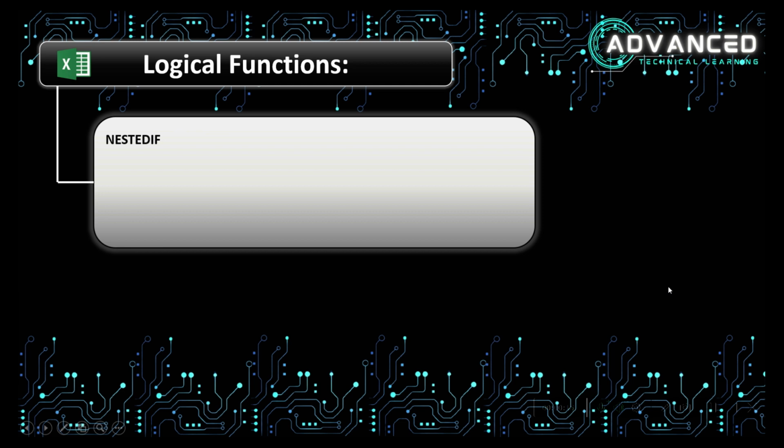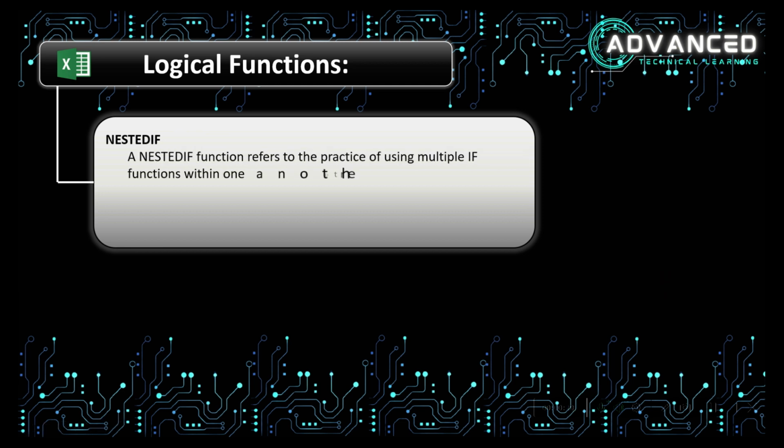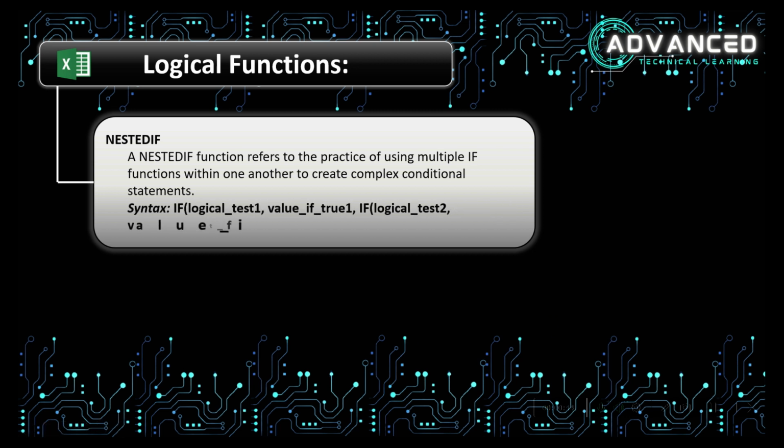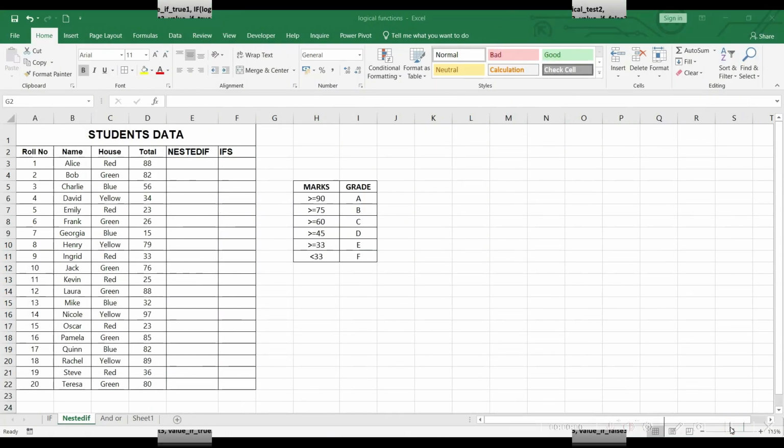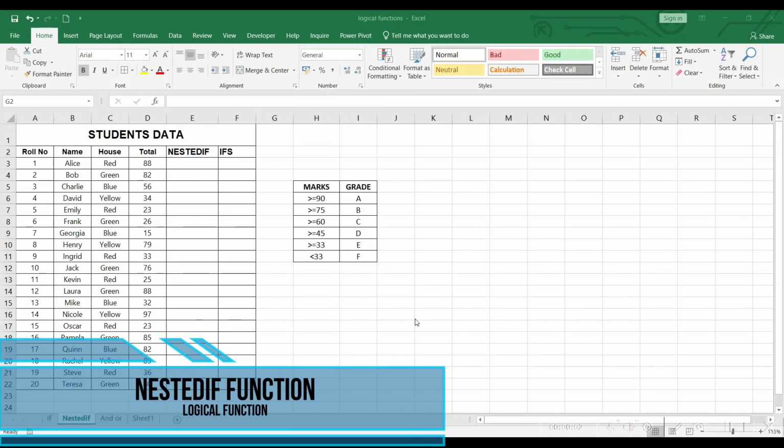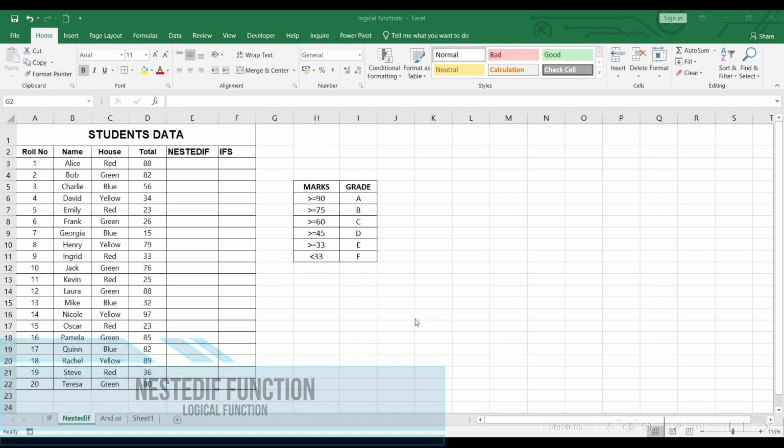Nested IF function. A nested IF function refers to a practice of using multiple IF functions within one another to create complex conditional statements. This allows you to evaluate multiple conditions and produce different results based on the conditions. Here is the syntax for nested IF function. So let's move on to the Excel workbook and see how to perform nested IF functions.